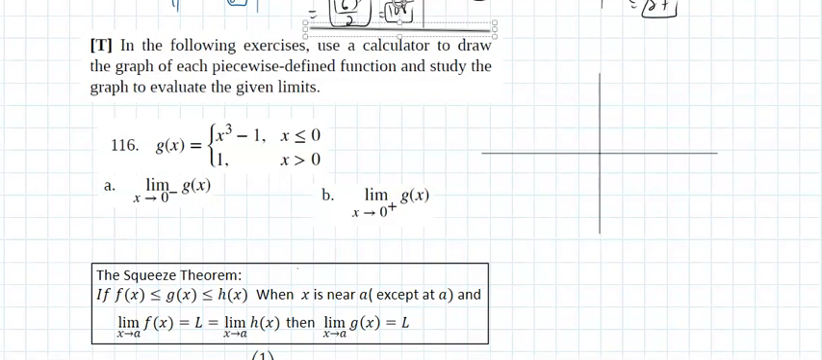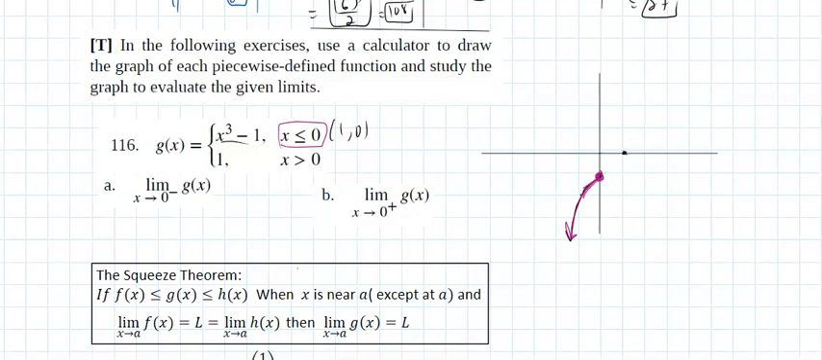It says, in the following exercise, use a calculator to draw the graph. Well, you're going to graph this. That's simple to do. If x equals 1, y equals 0. So this is a cubic function shifted 1 unit down. So it should look like this. Like a parabola. And minus that parabola. There we go. But we only want this when x is less than 0. We only want that piece of the graph.